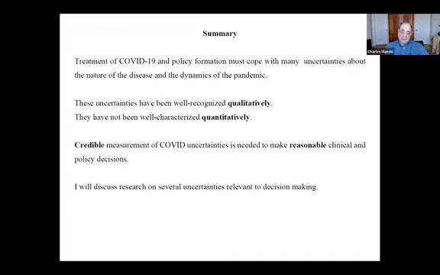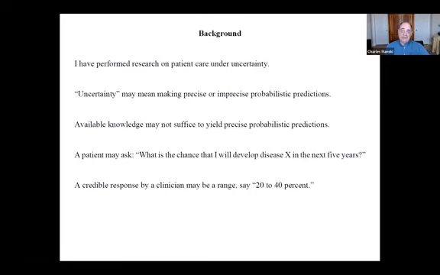So what I want to do is talk about my research on several of the uncertainties that are relevant to decision making. To begin, I want to give some background for those of you who don't know what I've been doing that's relevant to this. Of course, I'm an econometrician, so I study methodology for empirical research. For the past 10 years, I've increasingly been doing research on patient care under uncertainty, really medical applications rather than economic applications of econometrics. I want to give a little bit of background on that because you'll see how it flows directly into the COVID work.